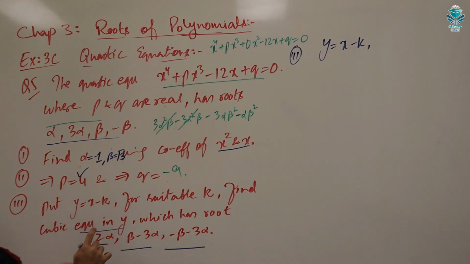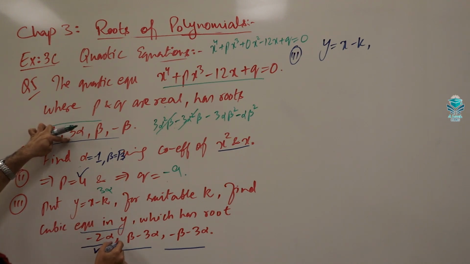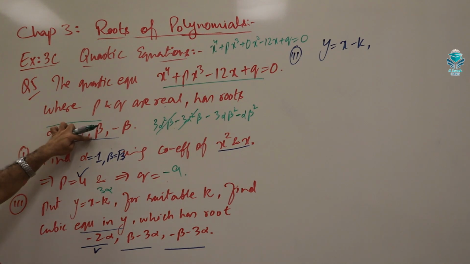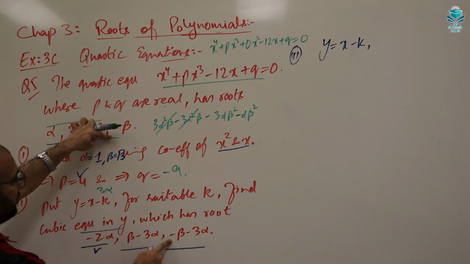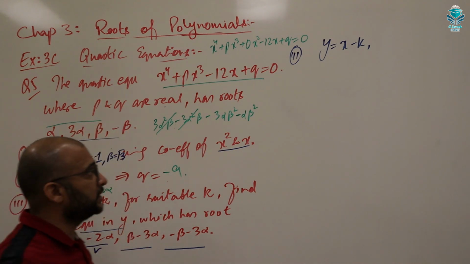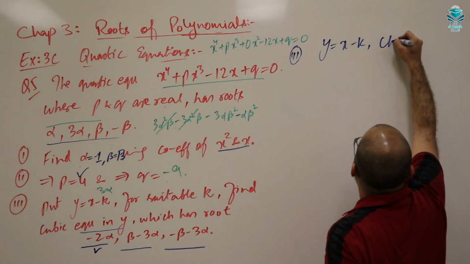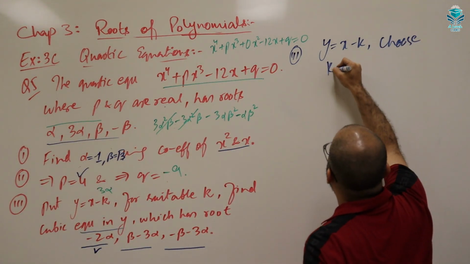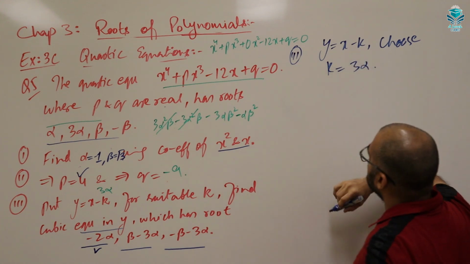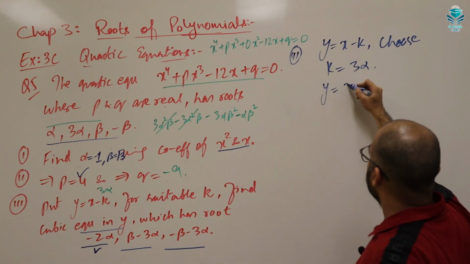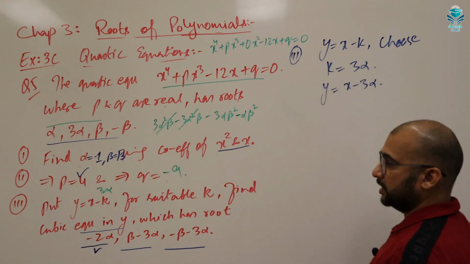If you choose k equal to 3 alpha, take x equal to alpha, you will get minus 2 alpha. When you take 3 alpha you will get 0. When you take beta, you will get beta minus 3 alpha, and minus beta gives minus beta minus 3 alpha. So you can say here, choose k equal to 3 alpha. So y equals x minus 3 alpha.